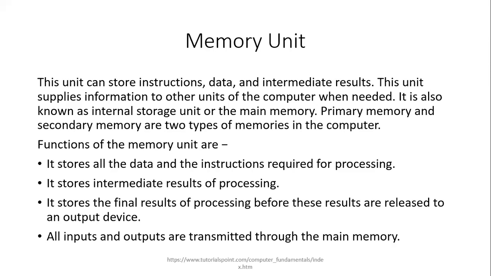It also stores the instructions, but for execution, those instructions have to be brought into the main memory before execution. What are the different functions of the memory unit? It stores all the data and instructions required for processing. It stores the intermediate results, stores the final results of processing before the results are transmitted or transferred to the output unit. All inputs and outputs are transmitted through the main memory.